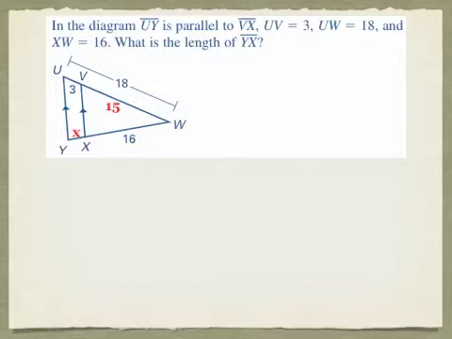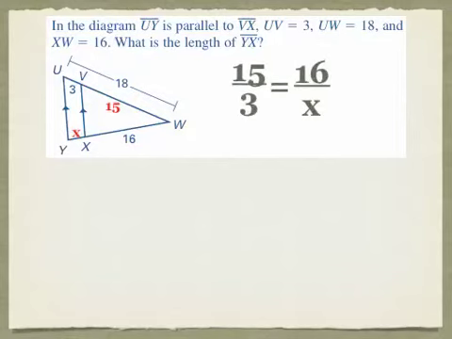To set up this proportion, I can do it two different ways. I could set up my larger segments, 15 and 16, as a ratio, and set it equal to the smaller segments that are created, 3 and x, as a ratio. Or I could write it as the larger segment of UW to the smaller segment of UW, and then set that equal to WX over YX. I chose to do the second choice. I chose to say 15 over 3, which both come from the side UW, equals 16 over x, which both come from the side WY.